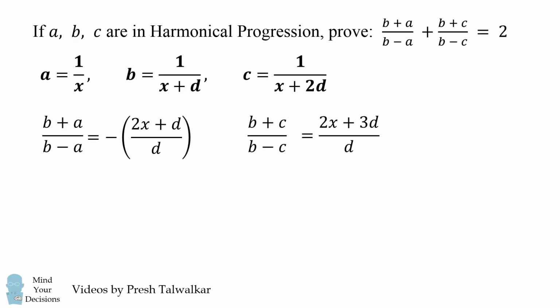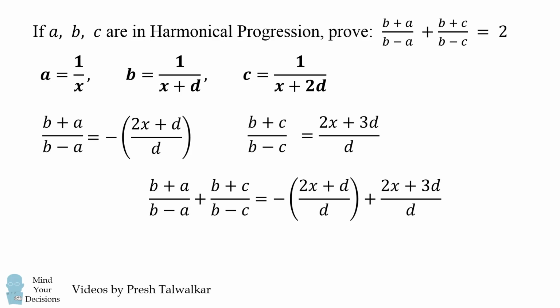So now we need to add these two terms together. When we do that, we actually cancel out these 2x terms, and then we get 2d all over d, which simplifies to be 2. So we've proven that this expression simplifies to be 2. Did you figure it out?